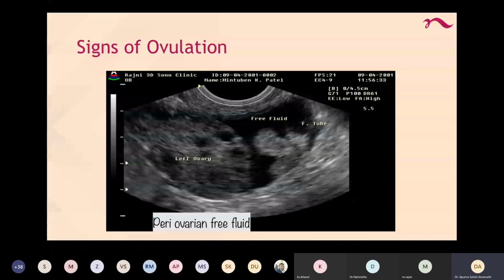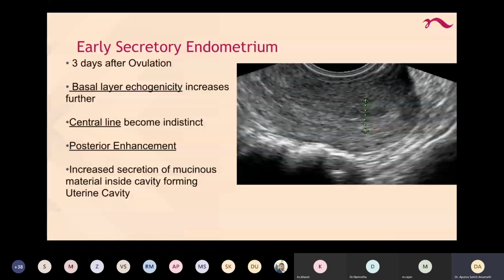Now, following ovulation, most of us don't really monitor all that often, but this is how the structures would look following ovulation. In the early secretory endometrium, that is usually 3 days after ovulation, the basal layer echogenicity increases further. The central line becomes indistinct and it starts to become more homogeneous. There is posterior enhancement seen, and increased secretion of mucinous material inside the cavity is seen.